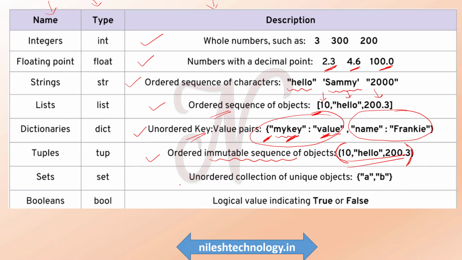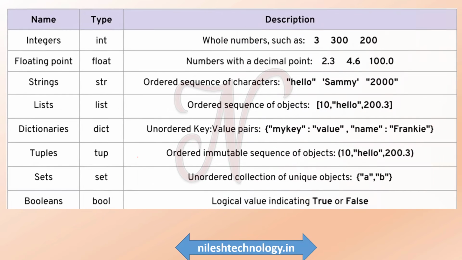Next one is set, which is also an unordered collection of unique objects. Next one is boolean, which represents true or false. We will explain these one by one in the upcoming videos, so don't worry about that. So see you at the next point.